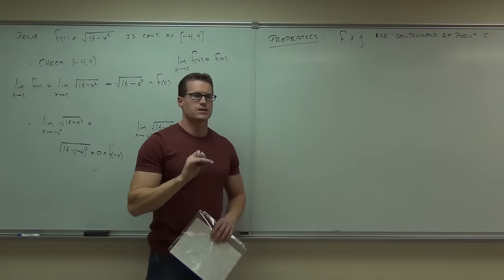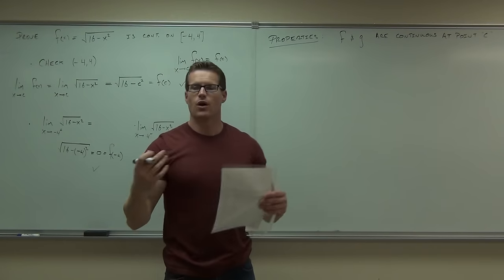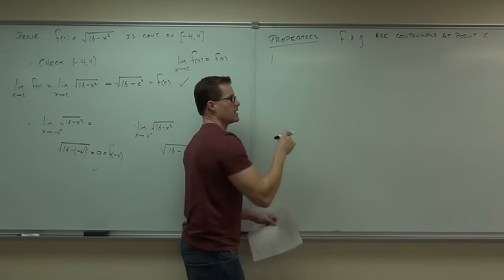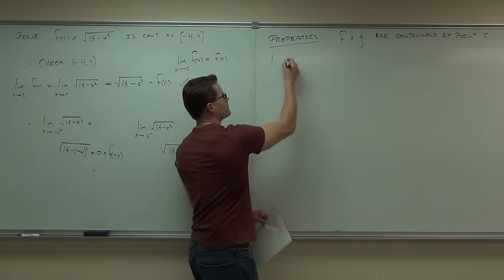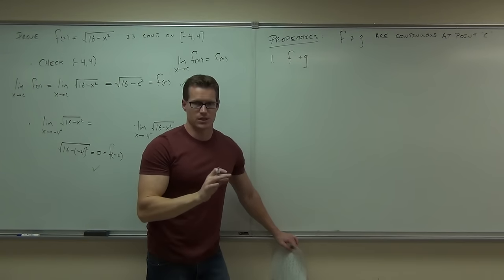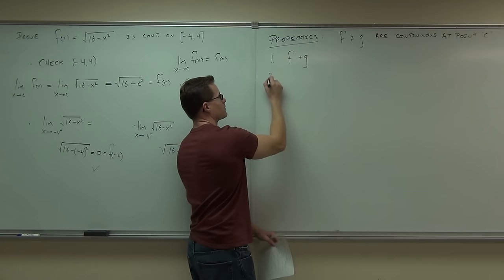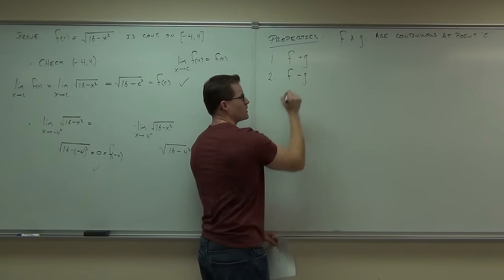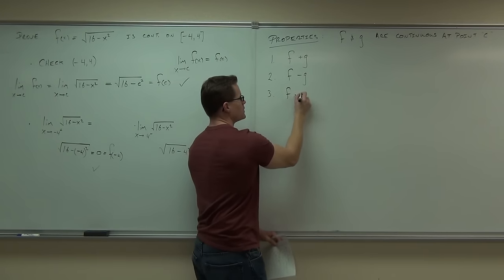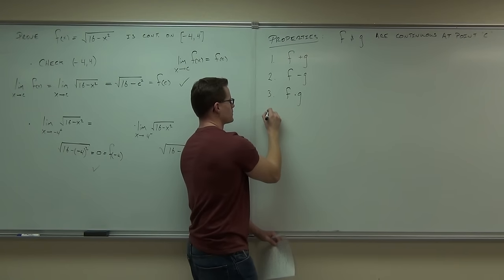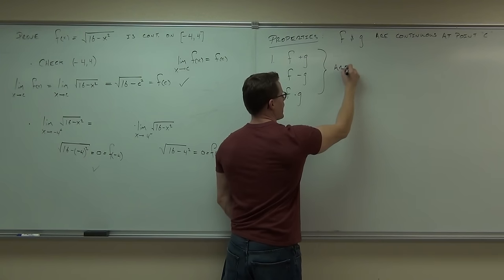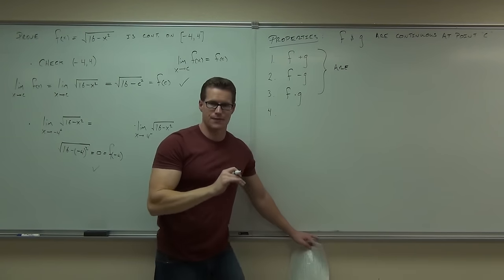If f and g are continuous at a certain point, then all of the following statements are true. Firstly, if f and g are both continuous, f plus g must also be continuous. F minus g must also be continuous. F times g is continuous at that point. At that specific point.